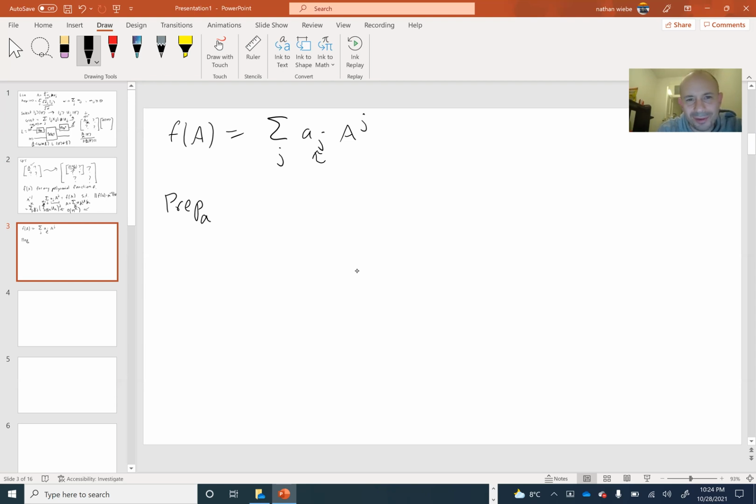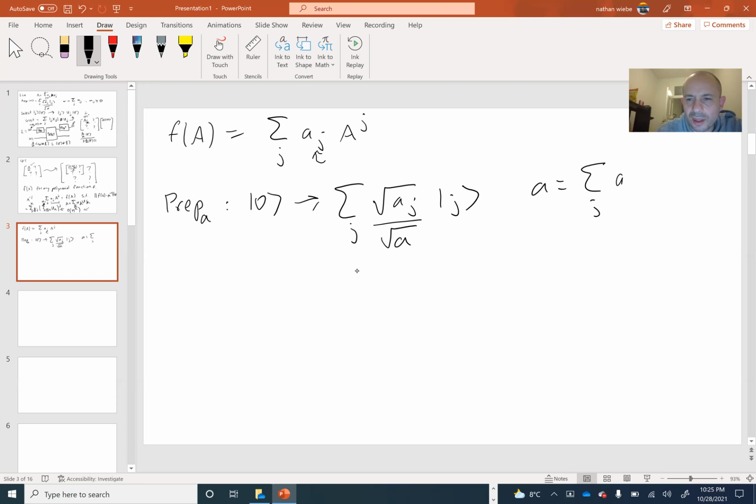Okay, and what prep A is going to do is map 0 to the sum over j of square root of a sub j divided by a constant, root a, times j, where a is equal to the sum over j of a sub j. All right, wonderful.